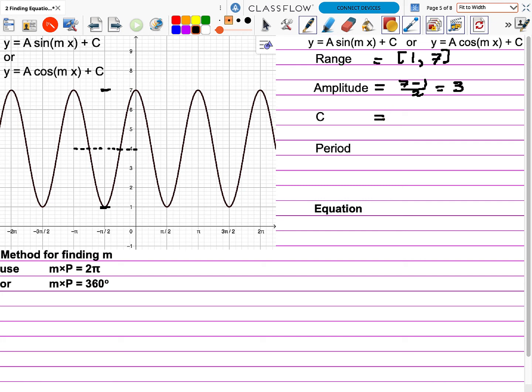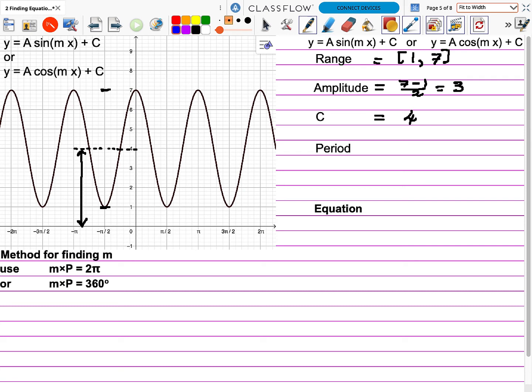The displacement number. Well, I've just drawn a dotted version of the imaginary middle line, and so the displacement from the x-axis up to this midline is 4. So we know that the displacement is +4. We now need to calculate the period.